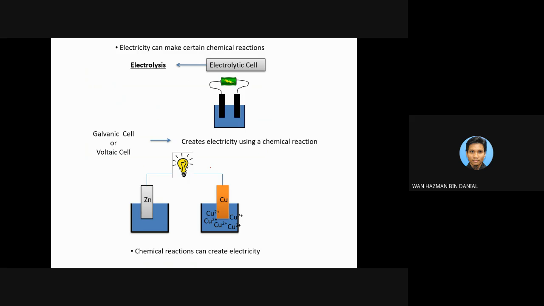Okay, ini samalah. For example, in this case is the voltaic cell. It creates electricity using a chemical reaction. For example, we have a zinc and a copper here. Zinc always wants to oxidize. Zinc always wants to give electrons, and copper always wants to receive the electrons from the zinc. So bila dia masing-masing bekerjasama ni, dia ada pergerakan elektron. Bila ada pergerakan elektron, ia akan ada electricity. So these are the chemical reactions that create the electricity.